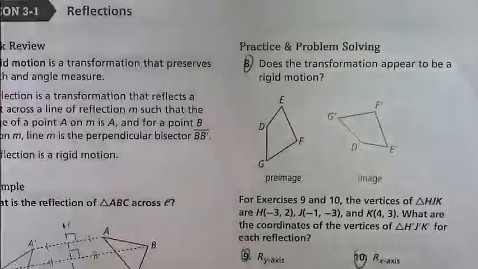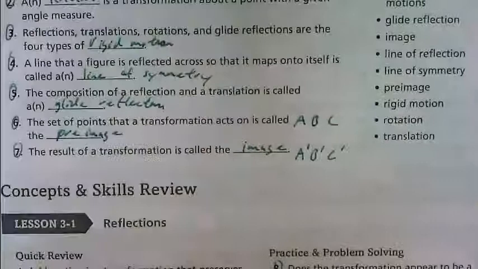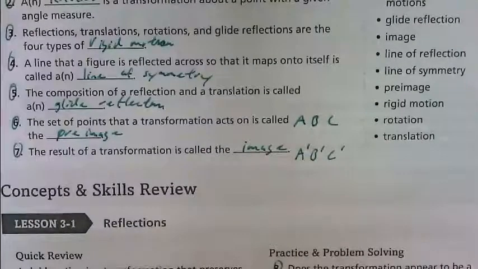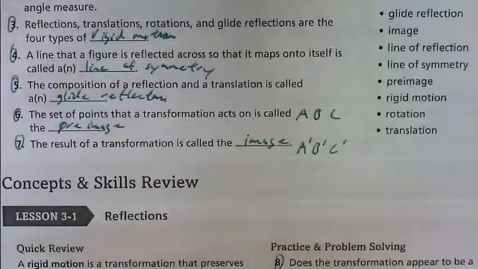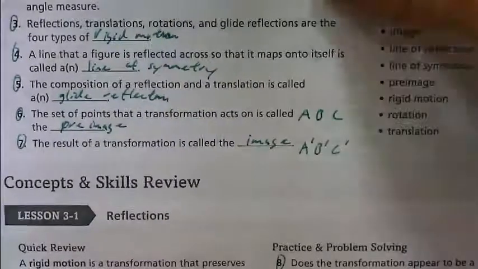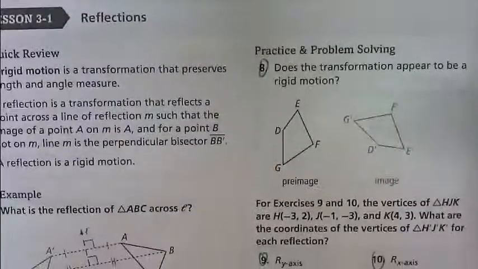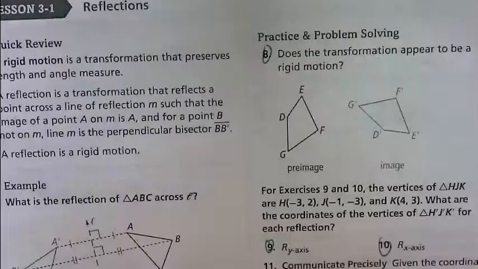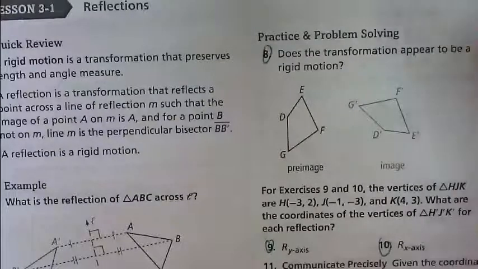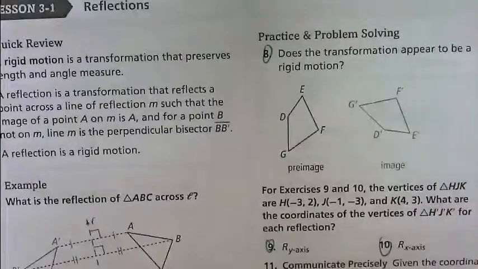All right. So now, number 8. Wait, can you go back up? Again, I'm going to post the pictures of this afterwards online as well, guys. So, on number 8. Does the transformation appear to be rigid motion? So, does that one look like that one? Yes. It looks like it stayed the same shape. It looks like it stayed the same size. It looks like it's just been rotated. Therefore, this would be a rigid motion.